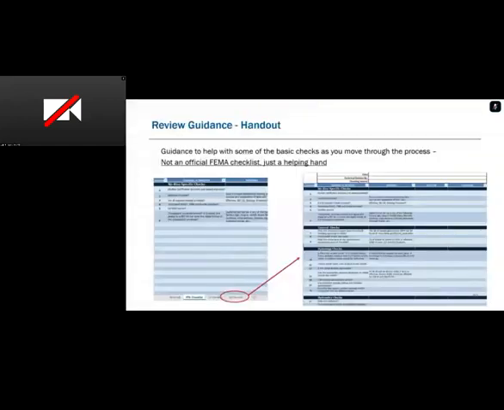And before we do that, we also want to mention that we will be throwing an additional handout in the chat. So this will hopefully serve as additional guidance for you when you begin the review process. It's not an official checklist, but it will serve as a helping hand to remind you of the checks that are required through this process. And as you can see, it has different tabs at the bottom, depending on the type of review you plan on doing.